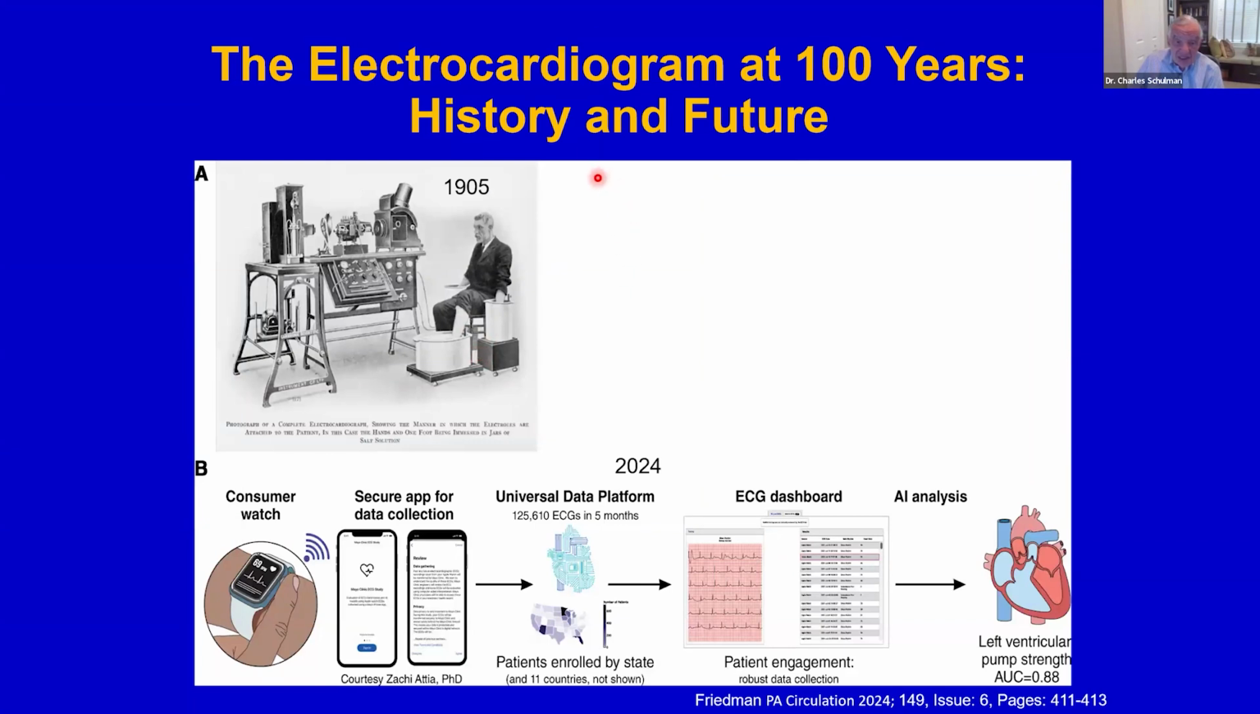So in the last 120 years, we've gone from this to this, where you can record an ECG on a smartwatch, print the data, and then subject it to AI analysis, and get an estimate of left ventricular pump strength. So a lot of information there that we don't ordinarily see.